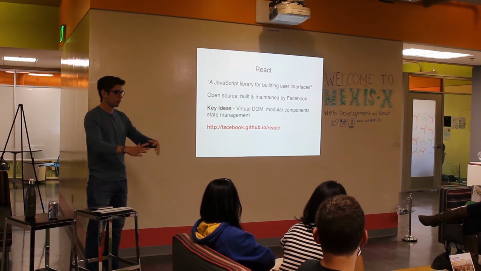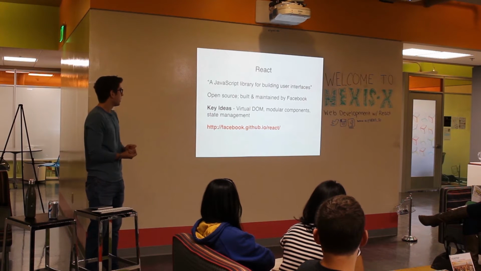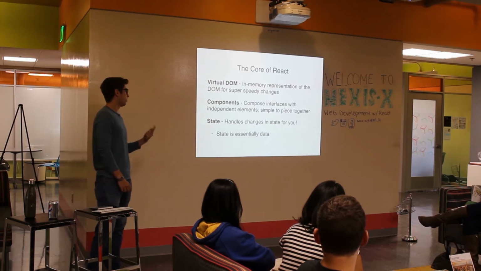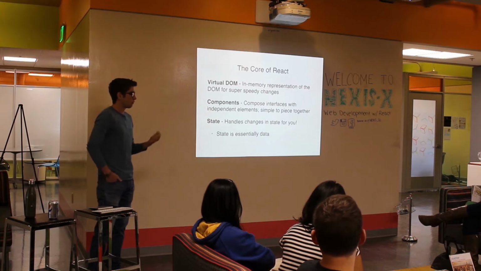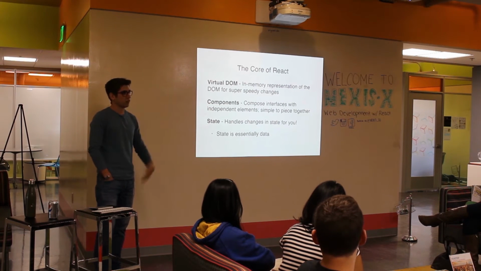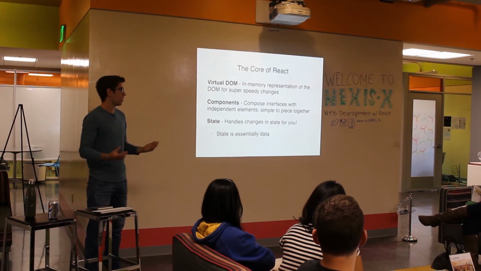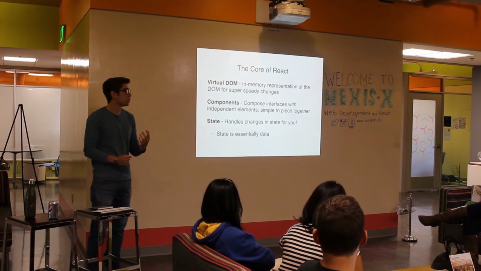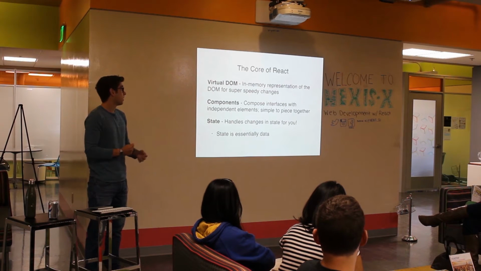So it's very much focused on what happens on the client, what happens in your view, and all the complexity that goes into there. There are 3 key ideas, which are virtual DOM, components, and state. Virtual DOM brings it back to our earlier discussion of the Document Object Model. React actually manages its own in-memory representation of the DOM, and it uses it to do really cool, speedy changes that we'll get into in a moment.